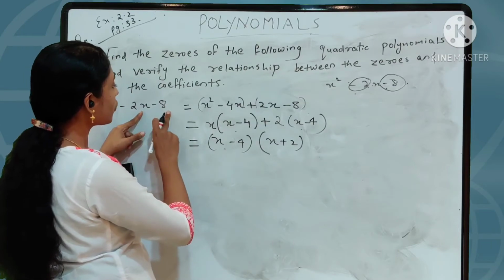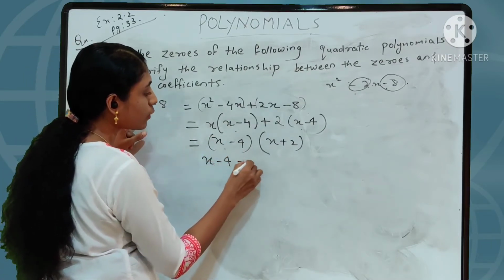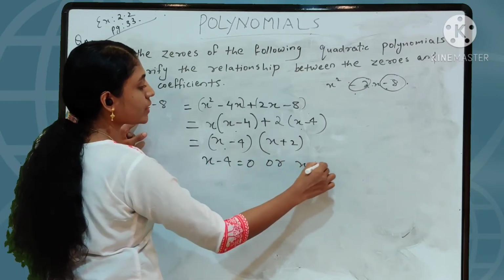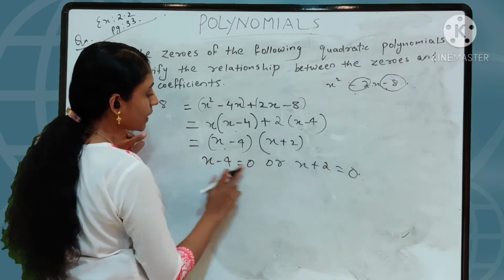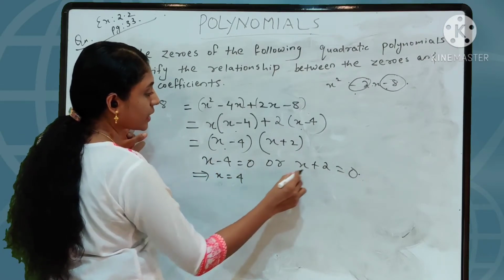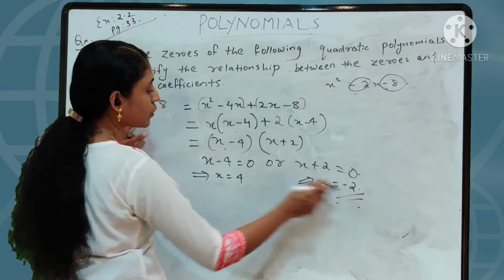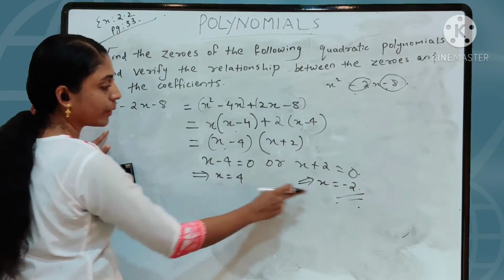So this polynomial x square minus 2x minus 8 is equal to 0 only when x minus 4 is equal to 0 or x plus 2 is equal to 0. If x minus 4 is equal to 0, it implies x is equal to plus 4. And if x plus 2 is equal to 0, it implies x is equal to minus 2. So the zeros of the given polynomial are 4 and minus 2.